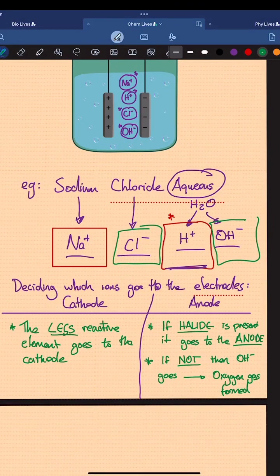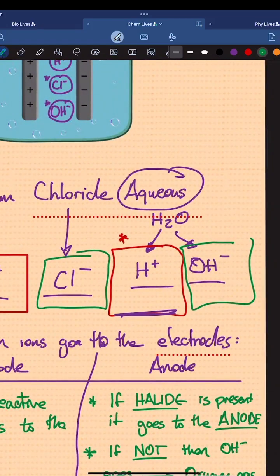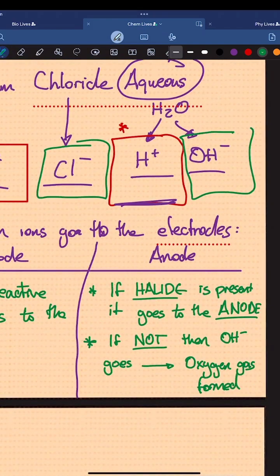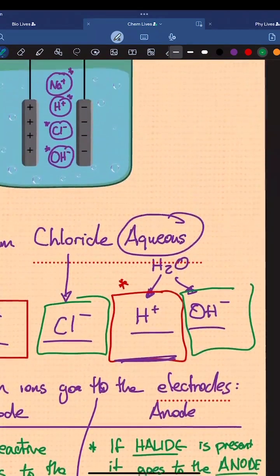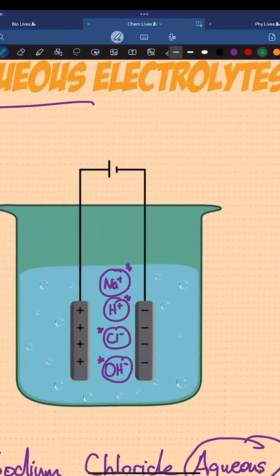So back to deciding which one's going to go. Out of these 2, which one's going to go? Cl minus or OH minus? Chlorine. Yep, well done. So chlorine's going to go because chlorine is a halide. So halide is present, chlorine's going to go. So what you'll see for aqueous electrolytes here, this side, the H plus is going to go. So what you're going to get is bubbles of hydrogen gas formed. On this side, you're going to have chloride ions going. And when chloride ions go, you're going to get bubbles of Cl2 gas.